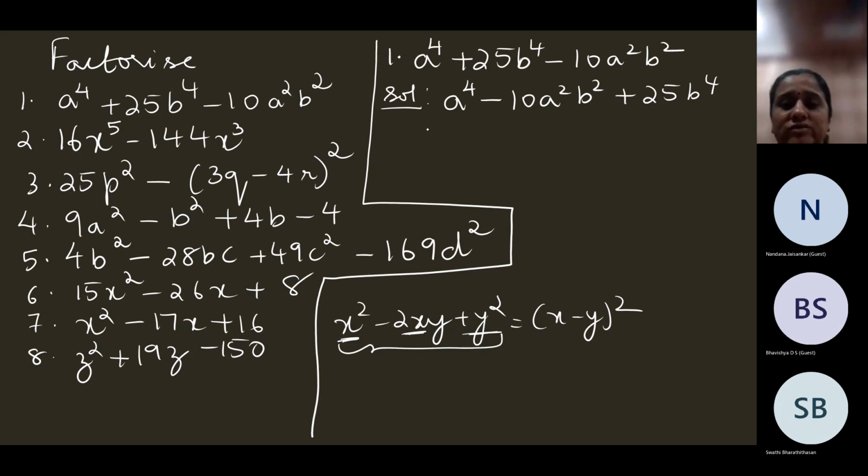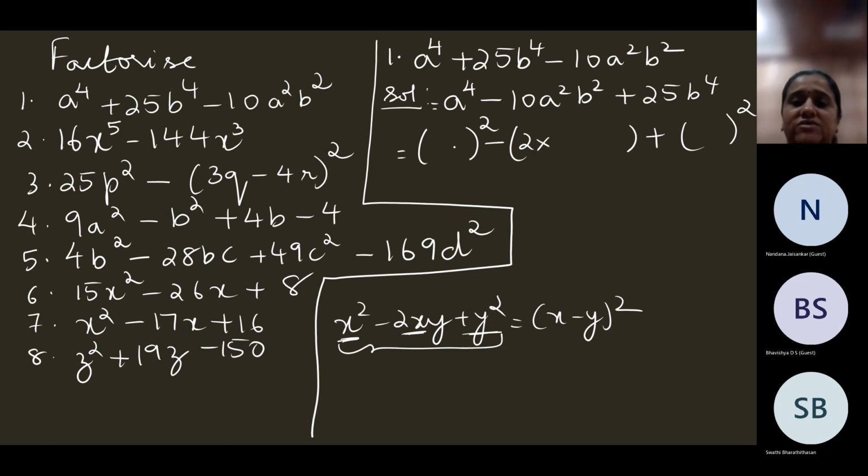For that, what you have to do is you need to use empty brackets. x squared minus 2 into x into y plus y squared. Use empty brackets like this. Now, what square is a to the power 4? What should I write inside the bracket?